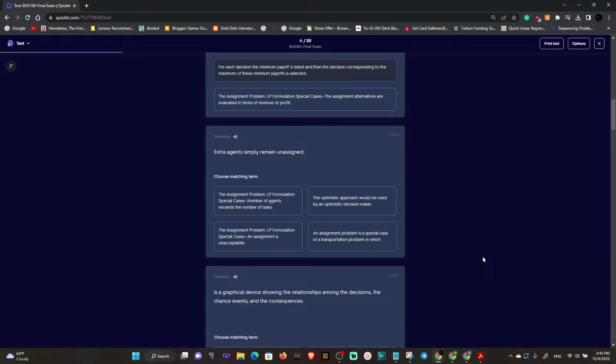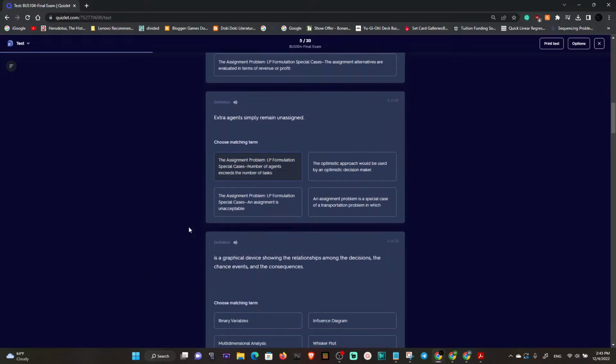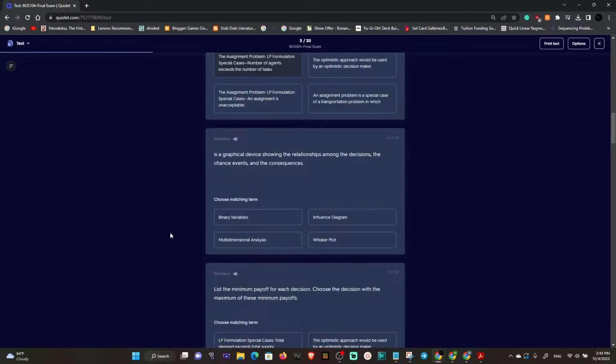Would it be A? Oh wait, hold on. Not sign information. The number of agents exceeds the number of tasks. Yeah, I would say A, right? Okay, makes sense. Oh, it's a graphical device showing the relationship among the decision, the chances, and the consequences. Influence diagram.